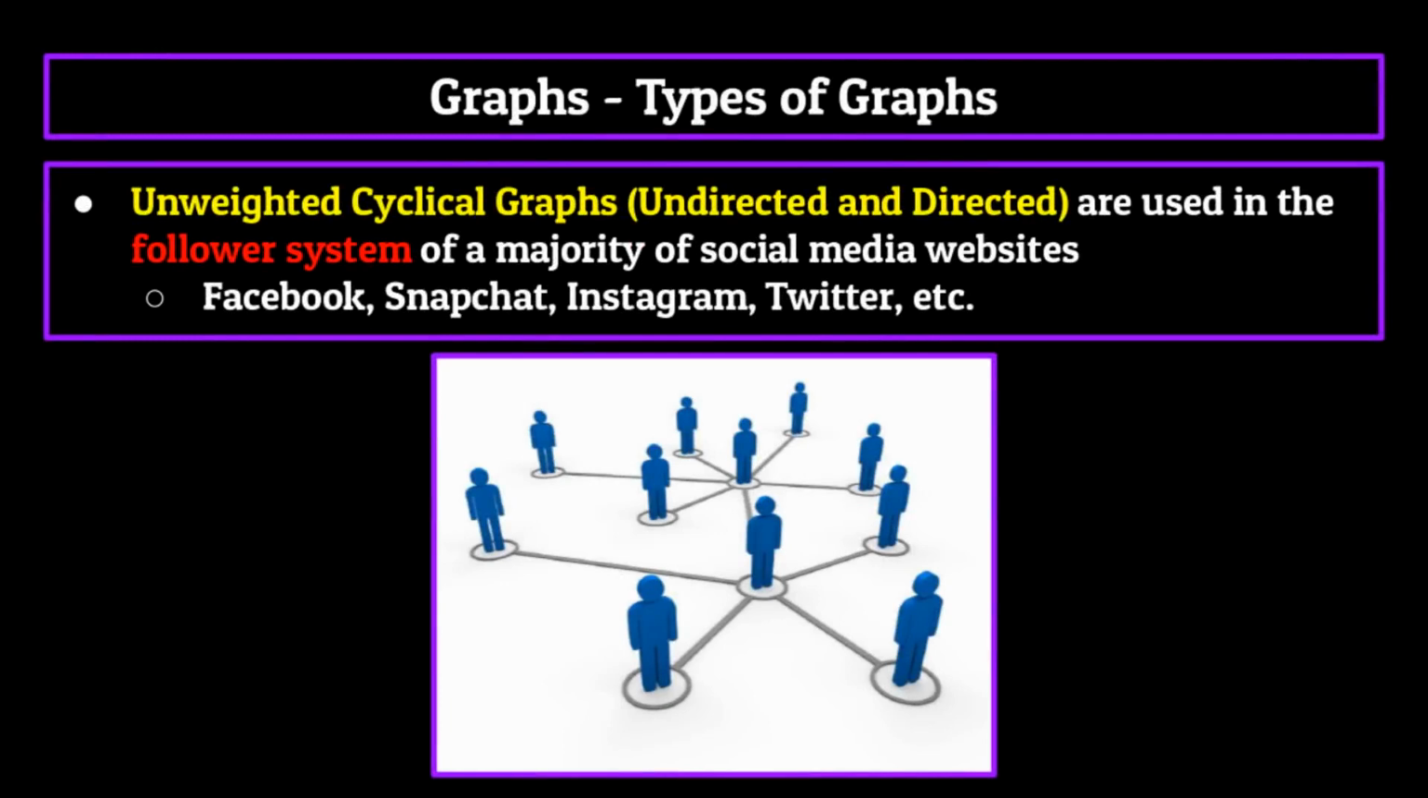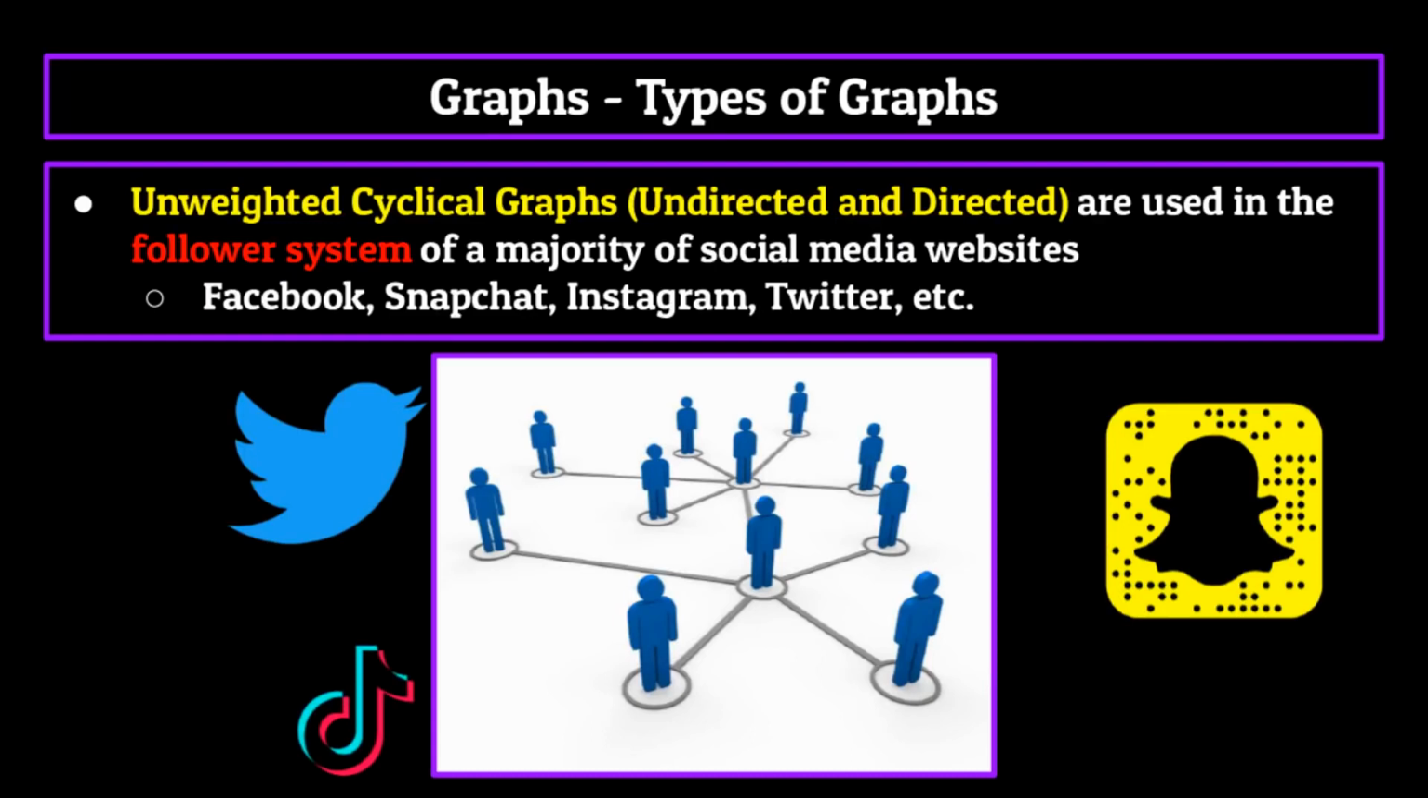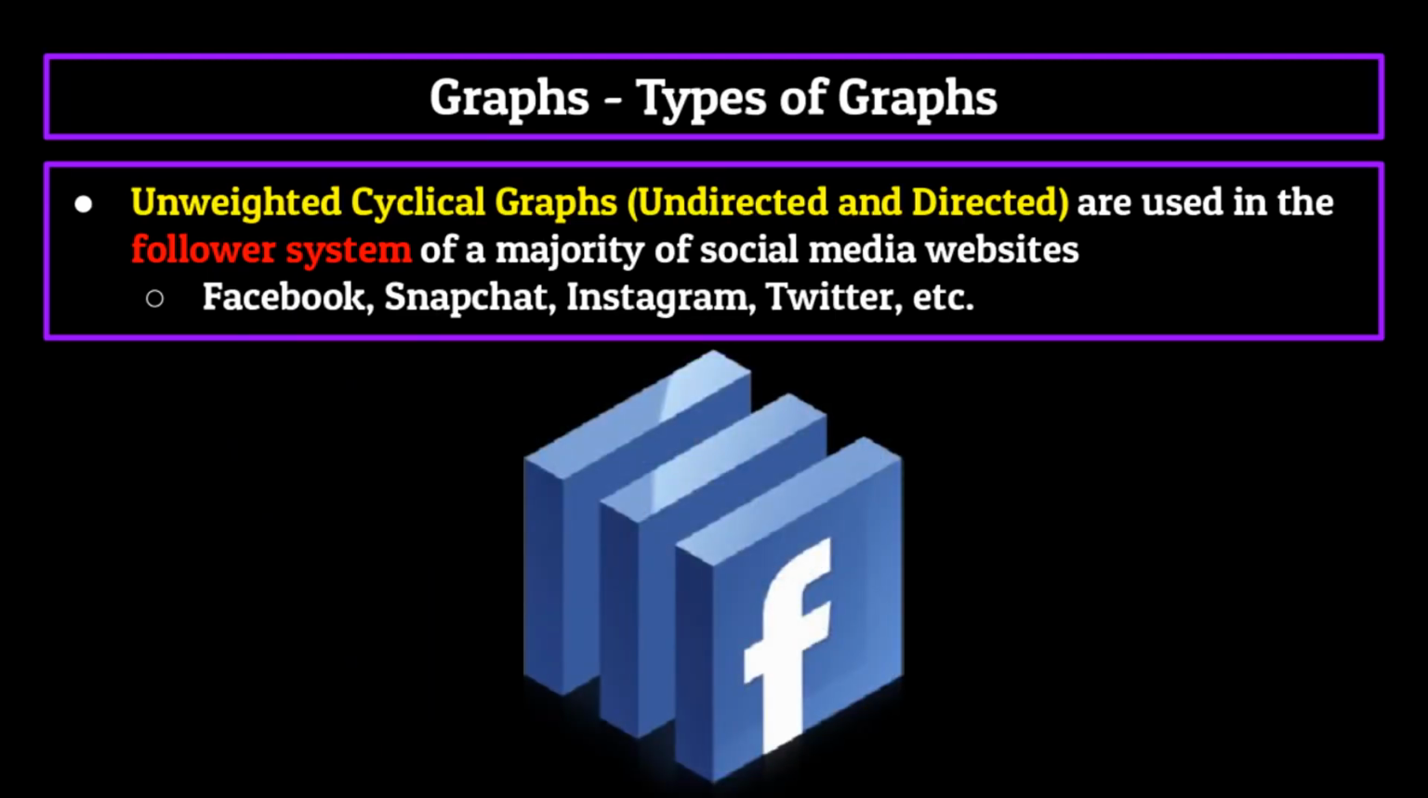Another type of graph which you probably use quite often is the unweighted cyclical graphs, both undirected and directed, as these make up the follower systems of a majority of social media websites. We already talked about these in the cases of Facebook, which would use a cyclical representation, as well as Instagram, which would use an acyclical representation. However, this example encapsulates much more than just those two. Snapchat, Twitter, TikTok even. All these platforms can represent your follower-following base through a graph, and oftentimes do. Facebook even has a graph API, which you can use to interact with the models that they use to illustrate each user's web of friends.